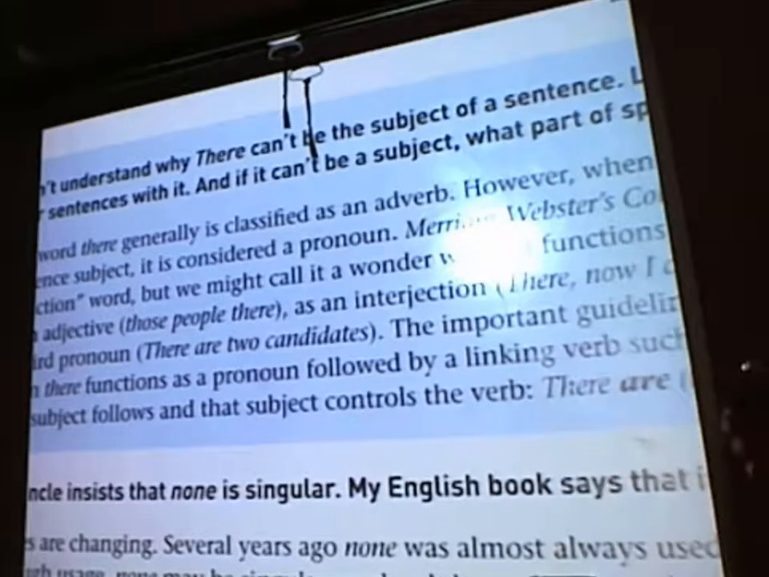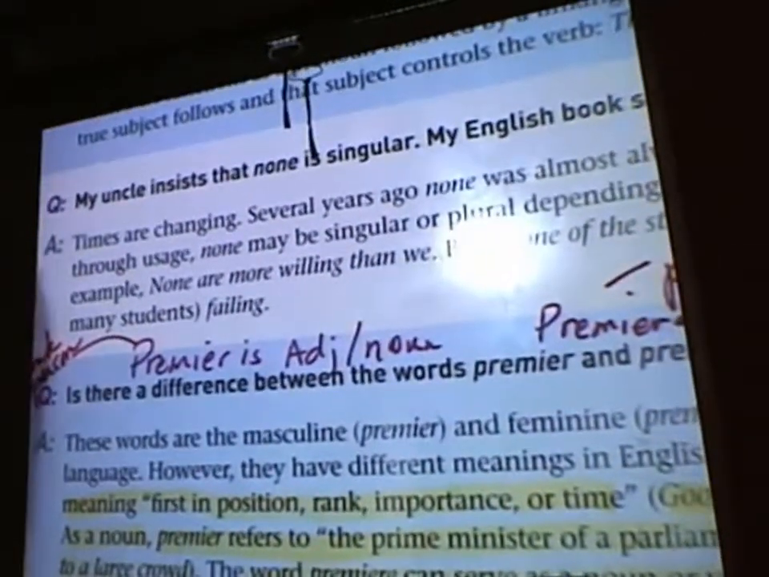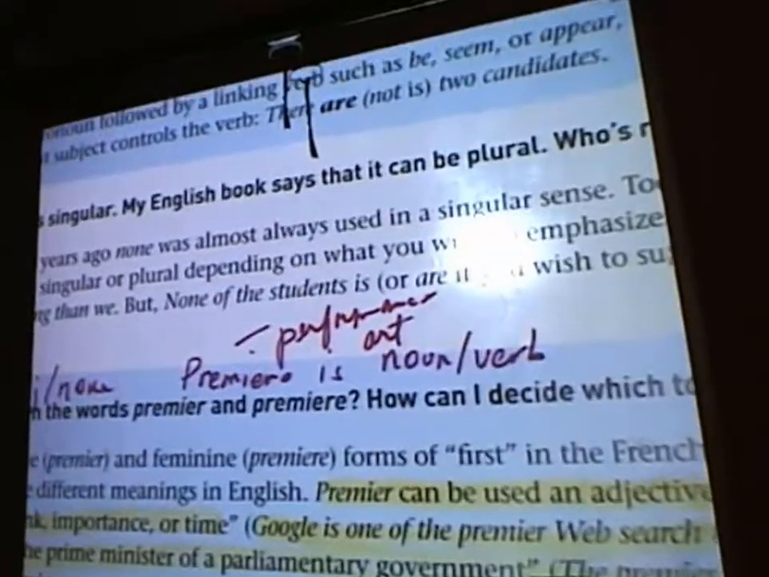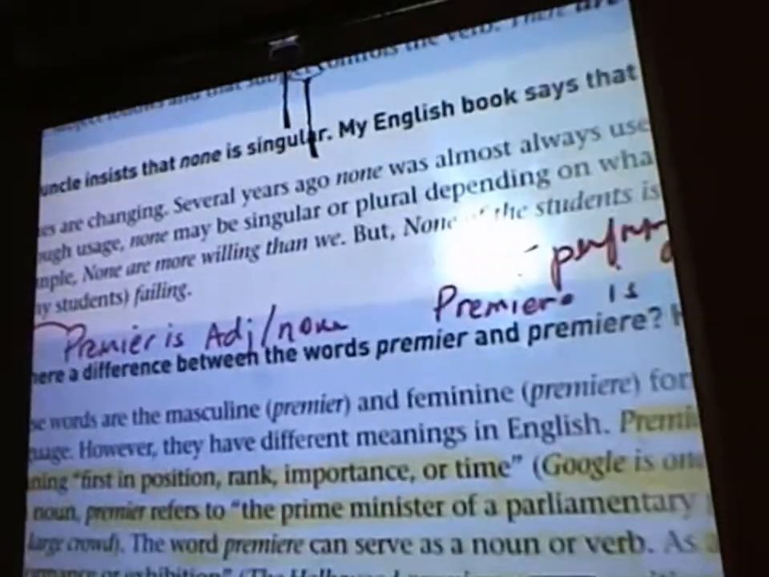My uncle insists that none is singular. My English book says that it can be plural. Who's right? Now, in this day and age, both of you are correct. The word none can be singular or plural depending on the object of the preposition that follows. Okay, then the next section.